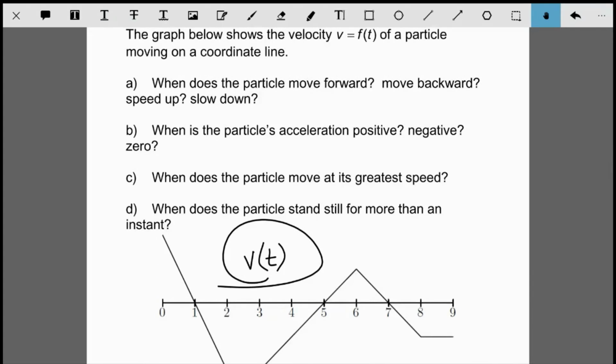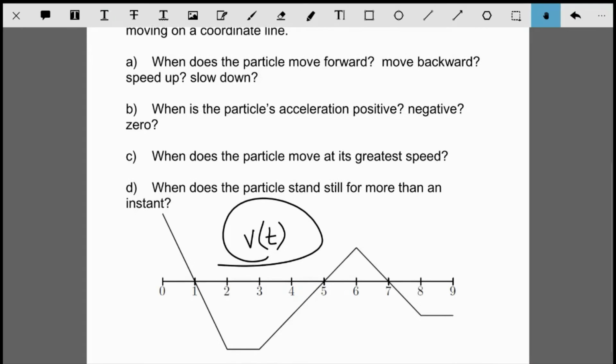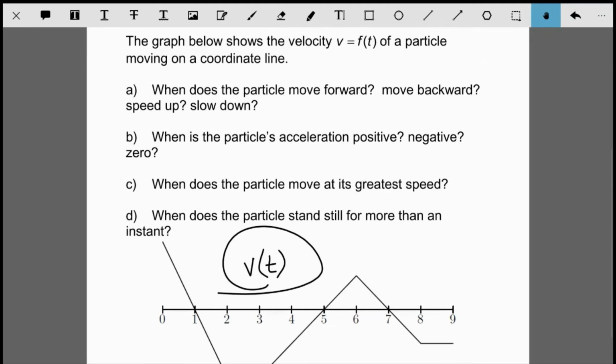Okay, so part A. When does the particle move forward, move backward, speed up, and slow down? So moving forward is just positive velocity. Moving backward is negative velocity. So since we're looking at this velocity graph, anytime our velocity is above the x-axis, or the time axis, I should say, we would be moving forward. Anytime it's below the time axis, we'd be moving backward. So pretty easy to see here for forward and backward.